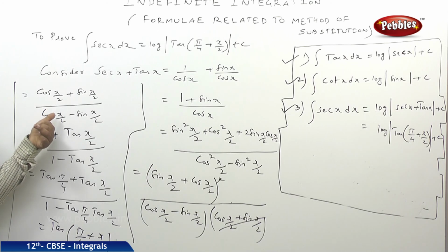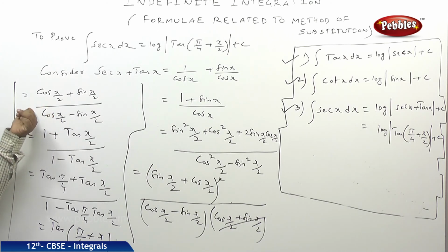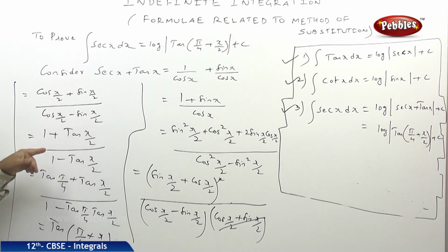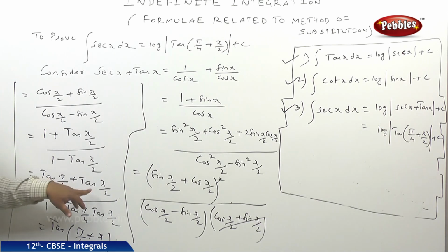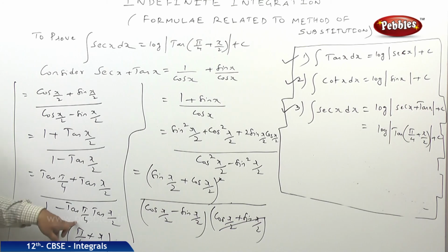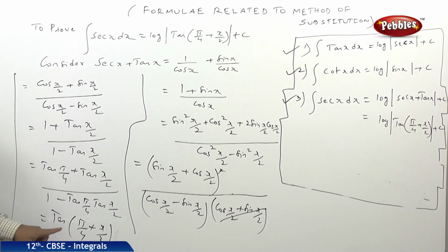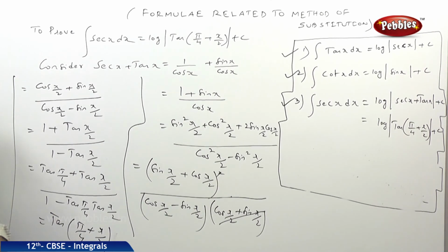After cancelling, there remains this particular step, and dividing by cos x by 2 on both numerator and denominator, there remains 1 plus tan x by 2 and 1 minus tan x by 2. And here this plays an important role. You people might have been forgetting, but I am revising once again. Tan pi by 4 plus tan x by 2 by 1 minus tan pi by 4 tan x by 2 is looking like tan A plus tan B by 1 minus tan A tan B. It is nothing but tan of A plus B. So tan of A plus B means tan of pi by 4 plus x by 2.